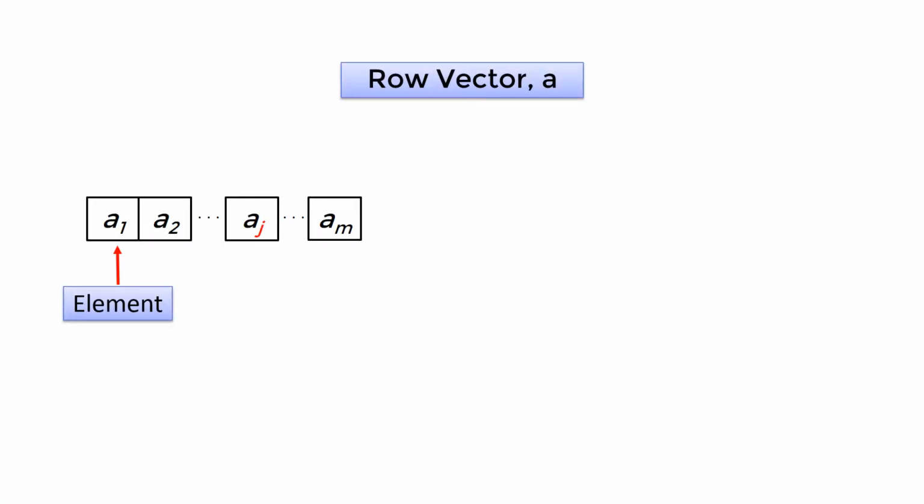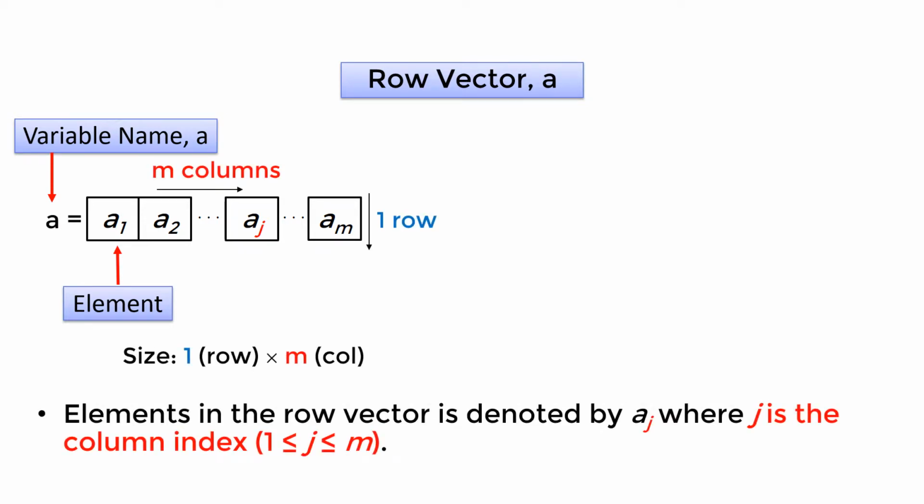What is a row vector? The row vector is a one-dimensional array of elements in horizontal direction or column direction. In this diagram, the row vector name is A, and each element is represented by A subscript j, where j is the index number from 1 to m. The index number should be an integer. To refer to the size of row vector, we can call 1 by m vector. 1 means a single row, and the m represents the column size.